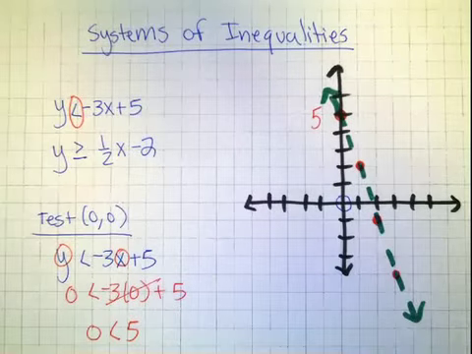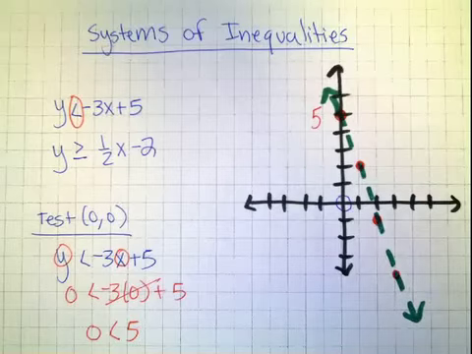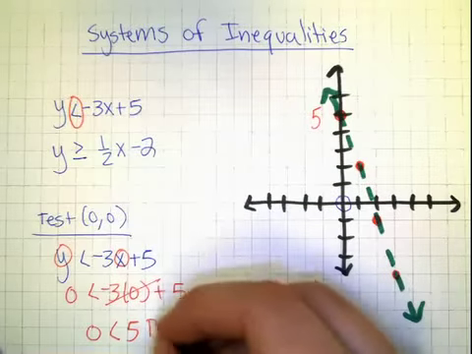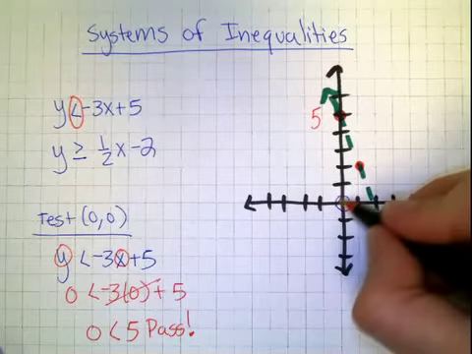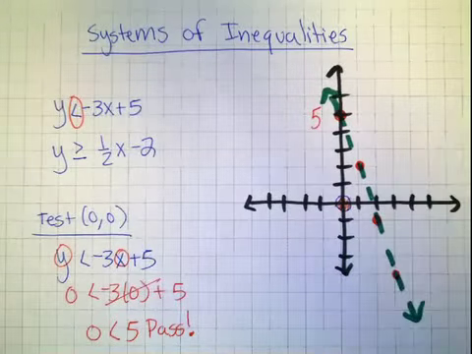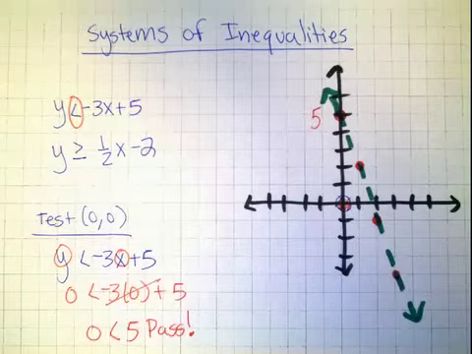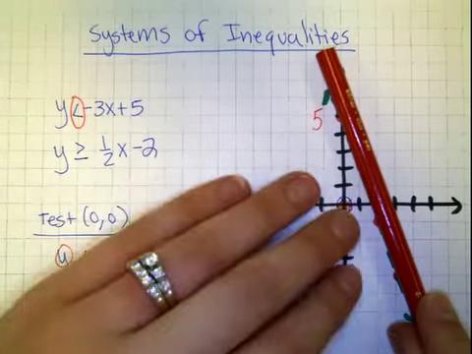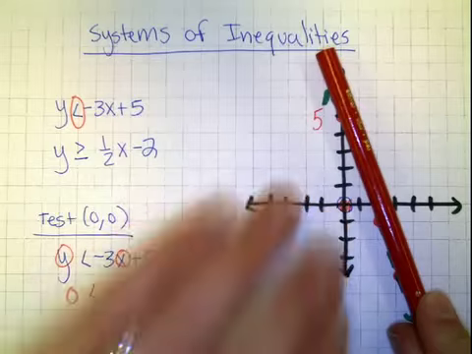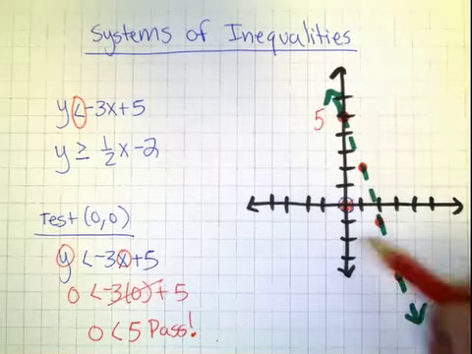Pass or fail, true or false, is 0 less than 5? Yeah, totally is less than 5. 0 is less than 5. So pass, which makes this dark. Which means on the graph, if it passes, this is the line, and it passes, you shade everything on this side. Everything that's on the passing side, so all of this.